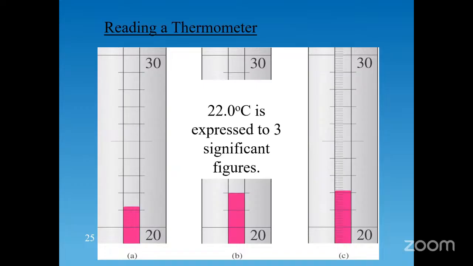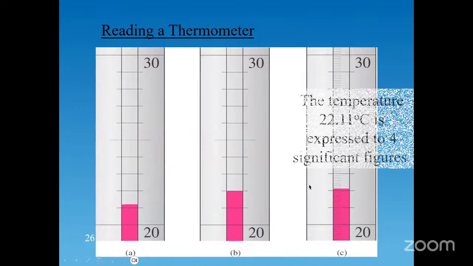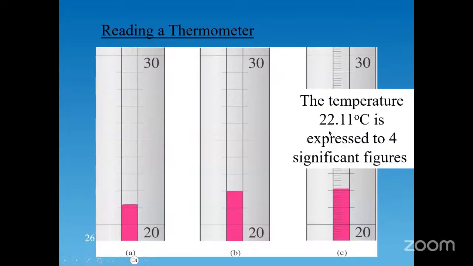The only thing we can do to get that something is to estimate it. And basically, one could say that is 22.11. Another person could say it's 22.12, all right? Again, if I was grading something like that, both persons would get the same credit because you're certain about, in this case, the first 3 digits, but the digit after the third one is an estimated digit, right? So in this particular case, it is 22.11, and therefore the temperature here is being expressed to 4 sig figs, right?